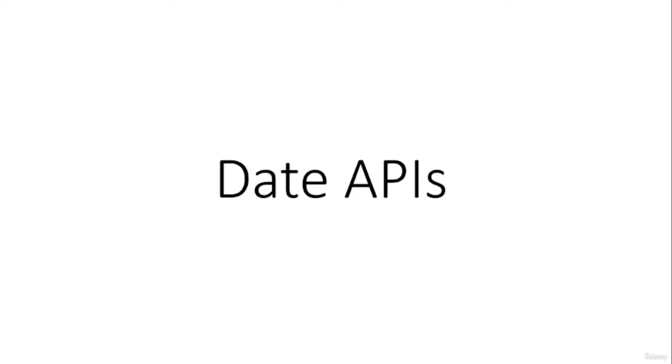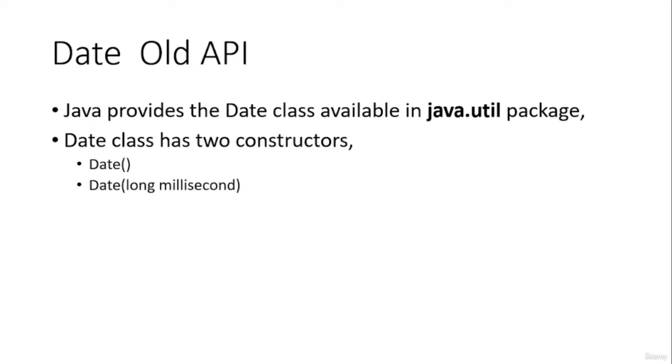In this lecture, we are going to see date APIs in Java. Date APIs are used to handle dates in Java. So let us start. There are different versions of the date API. The old version is the old date API, which belongs to the java.util package.